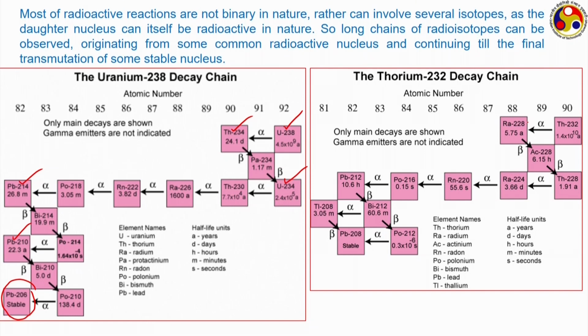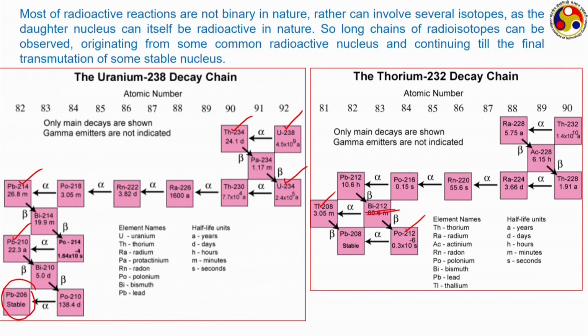One interesting thing to note here is that after reaching this bismuth 212, there are two kinds of reactions possible. One where the bismuth undergoes a beta decay to produce polonium, which then goes through an alpha decay to lead. The other possibility is that the bismuth undergoes an alpha decay producing thallium here, and this thallium undergoes a beta decay to produce the lead.